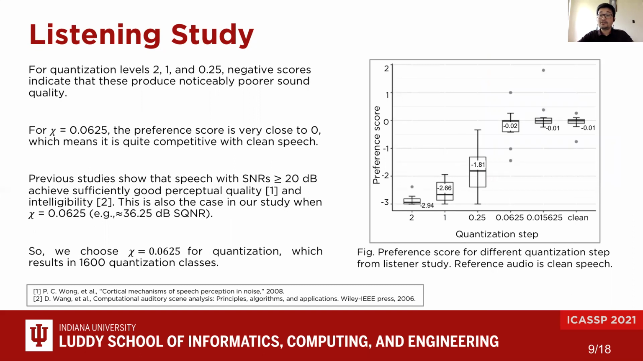The right figure shows preference scores for different quantization steps, with quantized level on the x-axis and preference scores from participants on the y-axis. For quantized levels 2, 1, and 0.25, negative scores indicate that these produce noticeably poorer sound quality. For quantization step 0.0625, the preference score is very close to 0, which means it is quite comparable with the clean signal. Additionally, previous studies show that speech with SNRs greater than or equal to 20 dB achieves significantly good perceptual quality and intelligibility. This is also the case in our study when chi is 0.0625. So we choose 0.0625 for quantization, which results in 1,600 quantization classes.